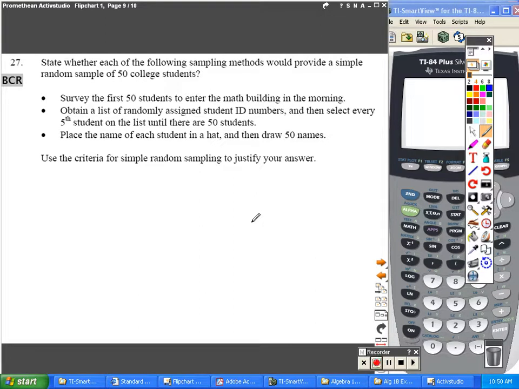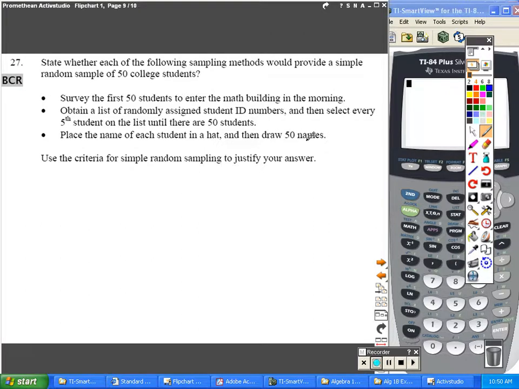All right, 27. State whether each of the following sampling methods would provide a simple random sample of 50 college students. Survey the first 50 students to enter the math building in the morning. Obtain a list of randomly assigned student ID numbers and then select every fifth student on the list until there are 50 students. Or place the name of each student in a hat and then draw 50 names.